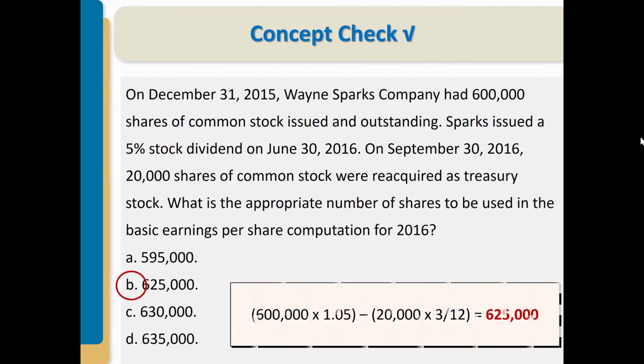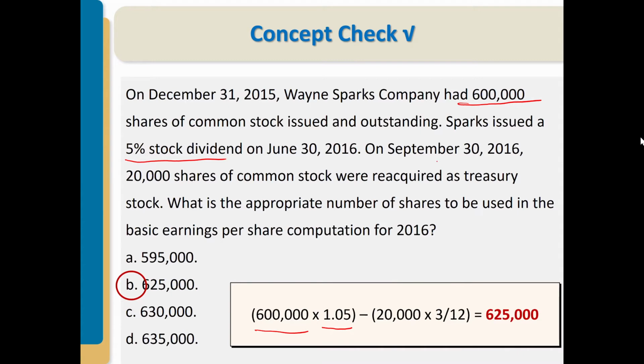Okay, so 600,000 is the initial shares, right? Those shares exist from the beginning of the year all the way to the end of the year, so that's why you need to have 600,000. No weight, weight is 100%, right? And then we got the 5% stock dividends. That's why this one needs to be times 1.05. That will be the number of shares, the weighted average for that 600,000.